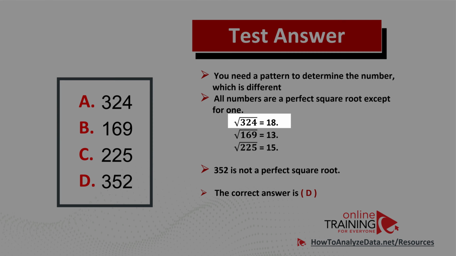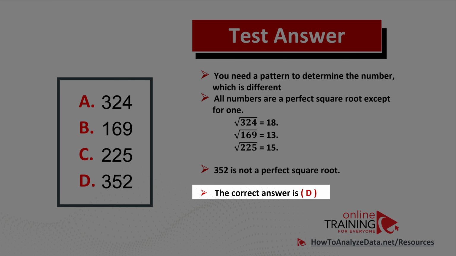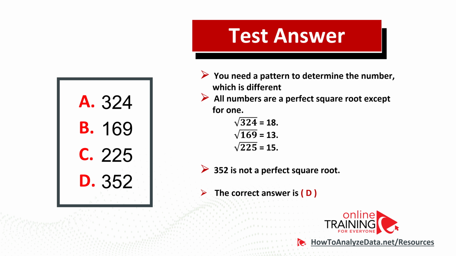The square root of 324 is 18. The square root of 169 is 13. And the square root of 225 is 15. In this case, 352 is not a perfect square. So the correct answer here is choice D, 352.